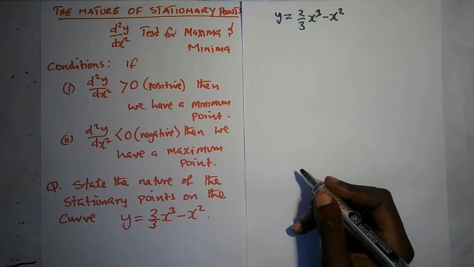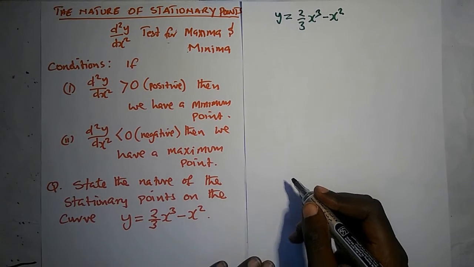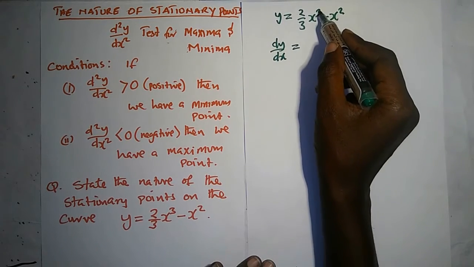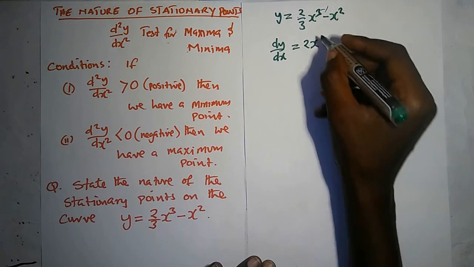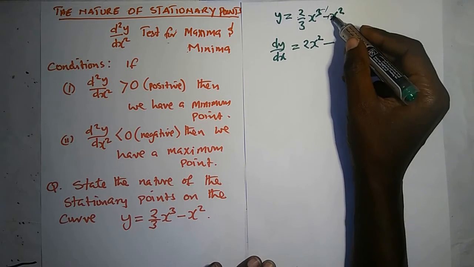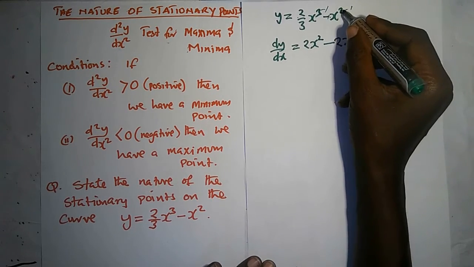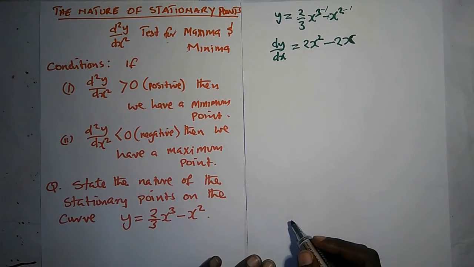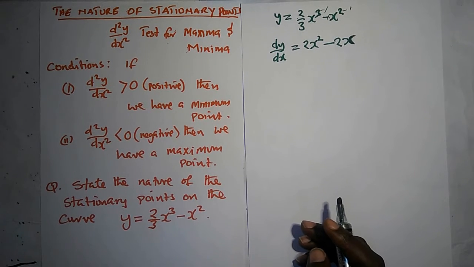At this point, you differentiate this equation and find dy dx. So dy dx is equal to, you multiply 3 times 2 over 3, which gives you 2, and then you subtract 1 from the power, 2x squared. Minus 2 times negative 1 gives you negative 2x, and you subtract 1 from the power, 1 minus 1 is 0, so you have x. This is our derivative, 2x squared minus 2x.